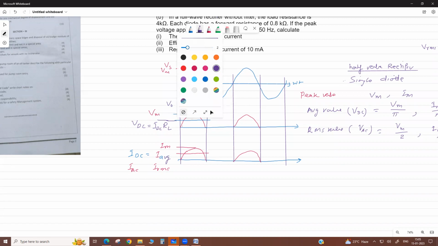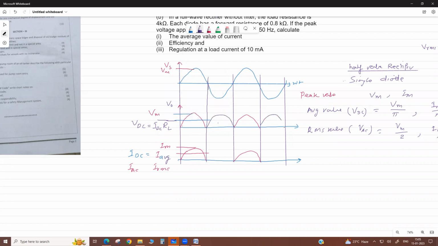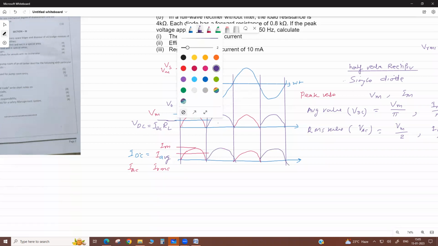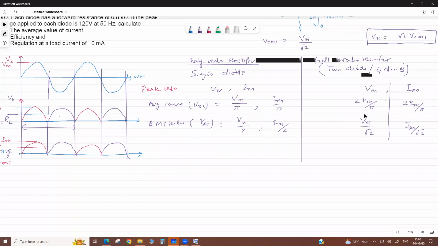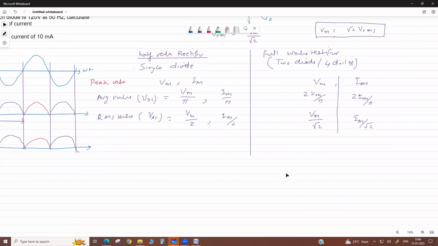Now, suppose it is a full wave, which means in this also we get rectification. Now, if it becomes full wave, then my dear, this average value will be double, because earlier from here to here we got one cycle, but now it is double. That's why this is the difference between single and full wave. Got it?